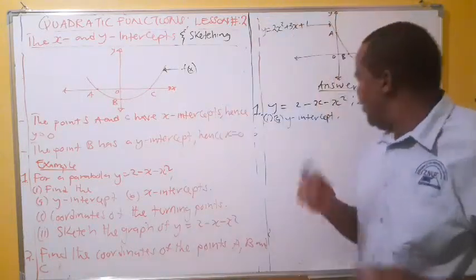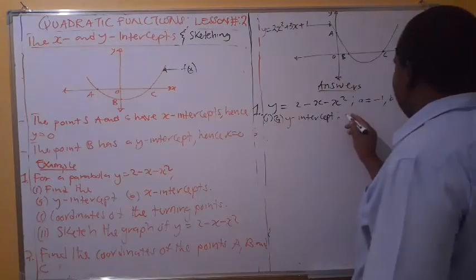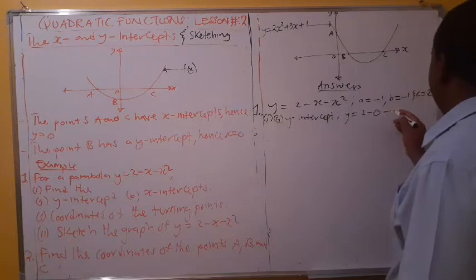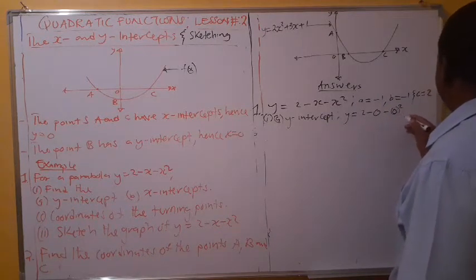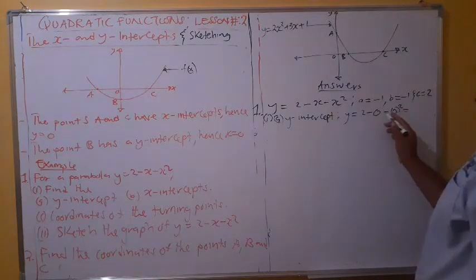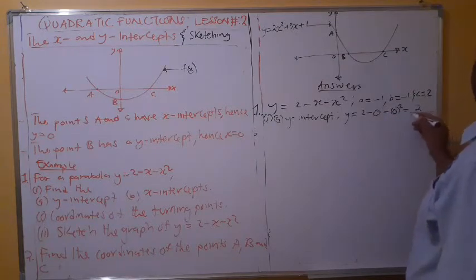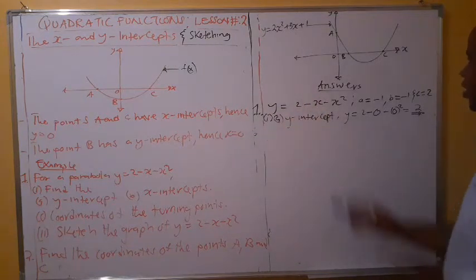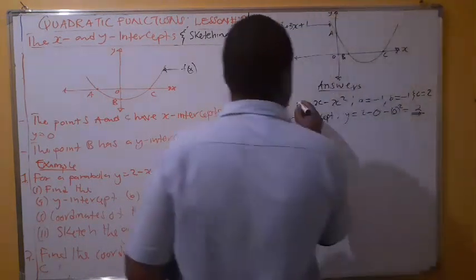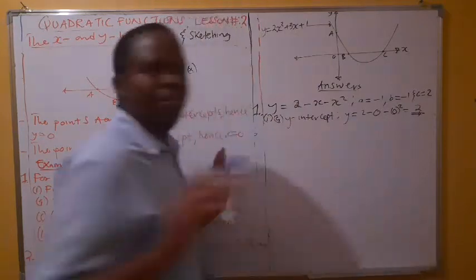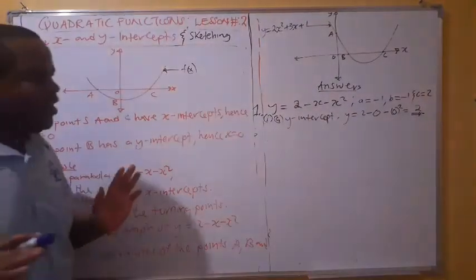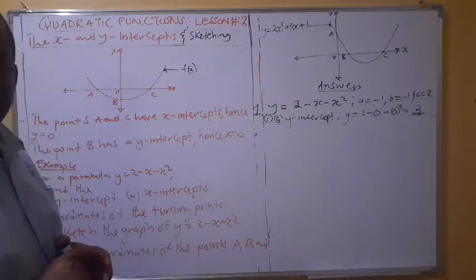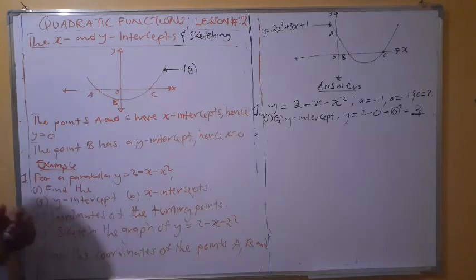So what we can do here, for you to find the y-intercept, you're going to say y is equal to, wherever there is x, we put 0. So here it is 0 minus 0 to the power 2. So here there will be 0 and you remain with a 2. So your y-intercept is what? A 2. That's why I said from here, the equation gives you the y-intercept. So you can tell that the y-intercept here is 2. Simple. I hope it's clear.